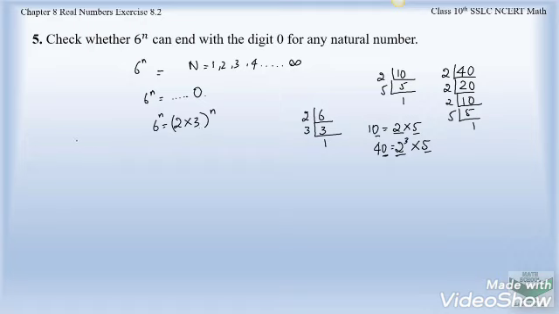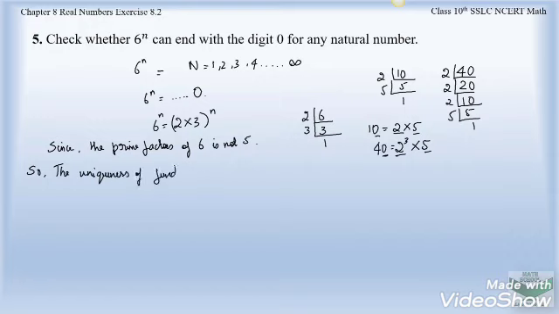Therefore, let us write down, since the prime factors of 6 do not include 5, the uniqueness of the fundamental theorem of arithmetic guarantees that there are no other prime factors in the prime factorization of 6 power n. So let us write down that also.